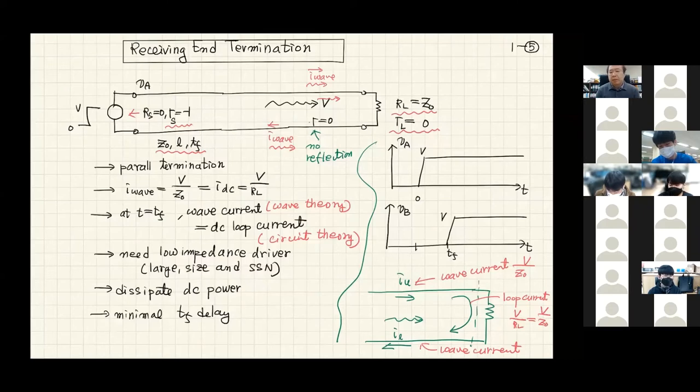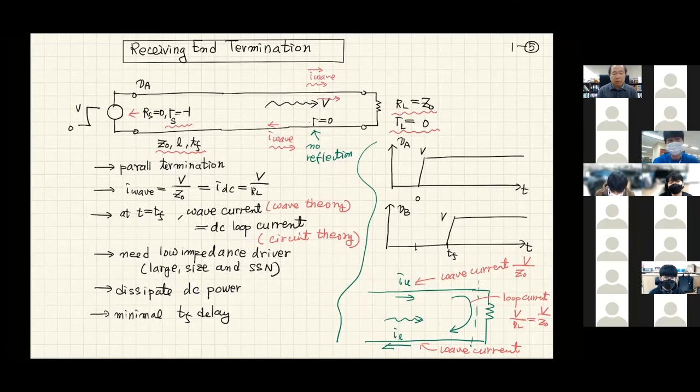Now, we have a basic understanding of excitation, propagation, and reflections. Now I'm going to explain some cases of I/O schemes. I'm going to start with receiving end termination. In many cases, if the data rate is becoming higher than 10 gigabits per second, even though it takes a lot of power consumption, we may have to use that.